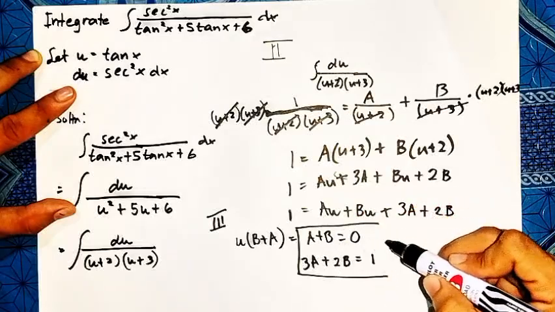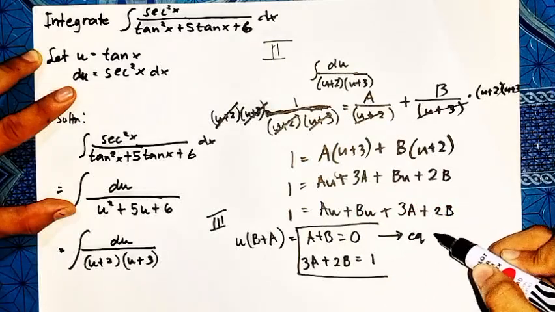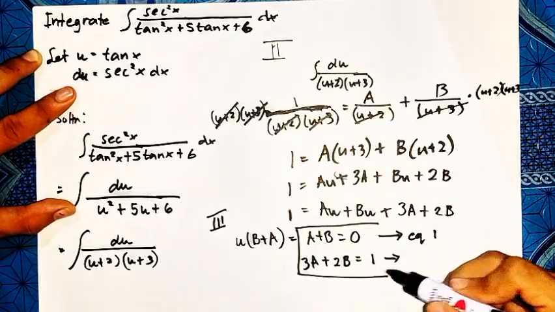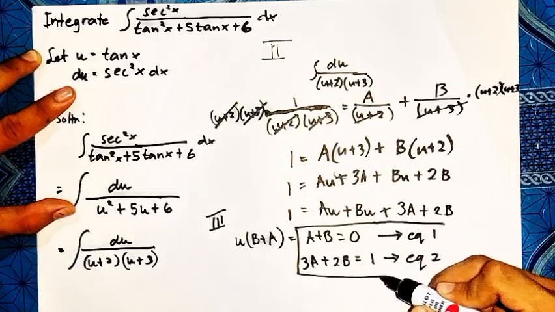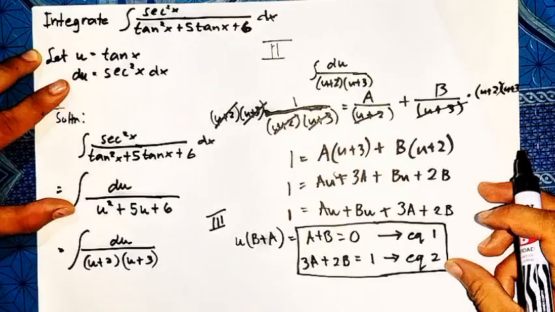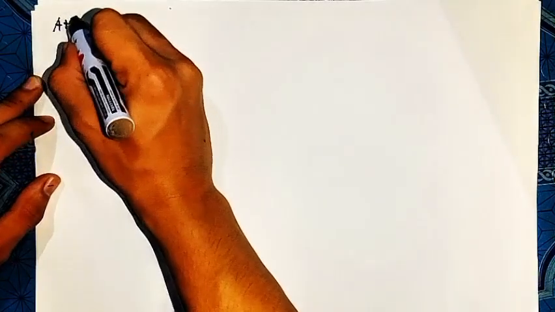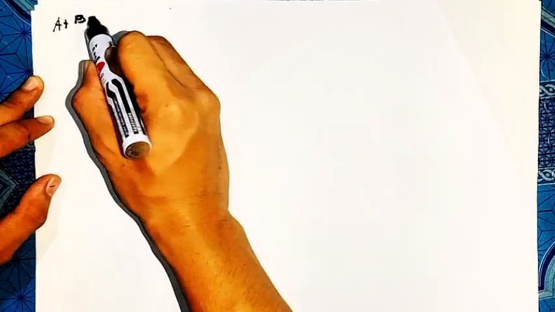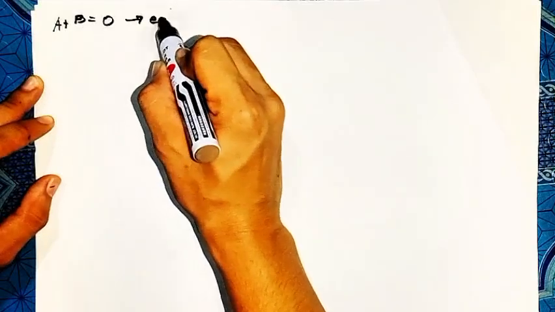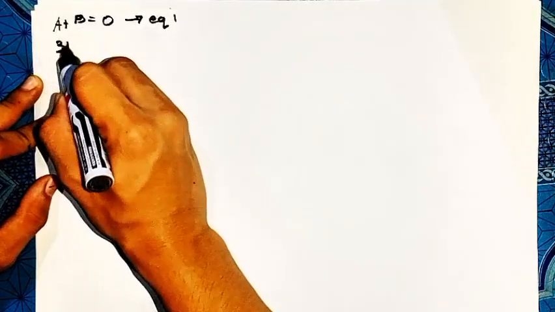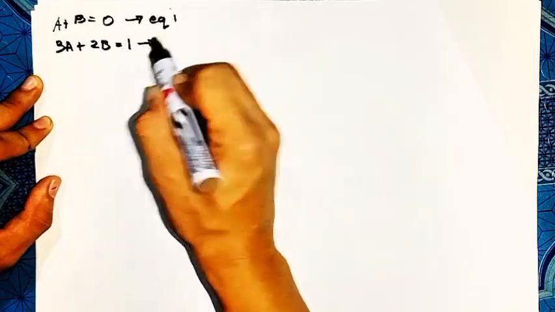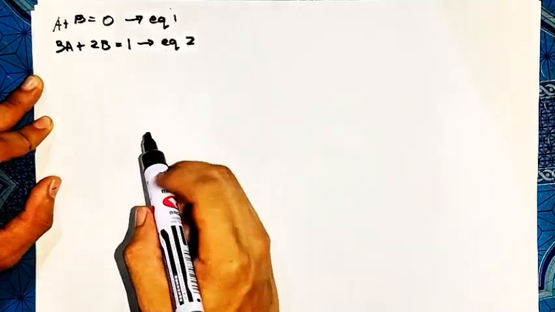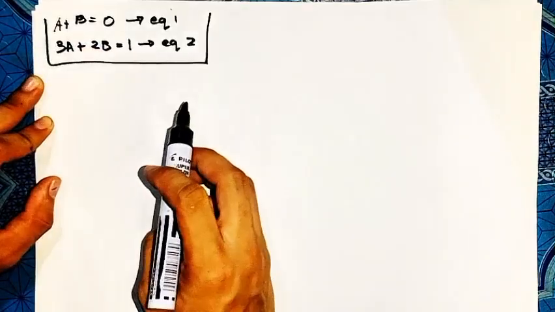A plus B is equal to 0. This is our equation 1. And 3A plus 2B is equal to 1, our equation 2. Now let's use these two equations to find the values of A and B. So again, we have A plus B is equal to 0, equation 1, and 3A plus 2B is equal to 1, equation 2.